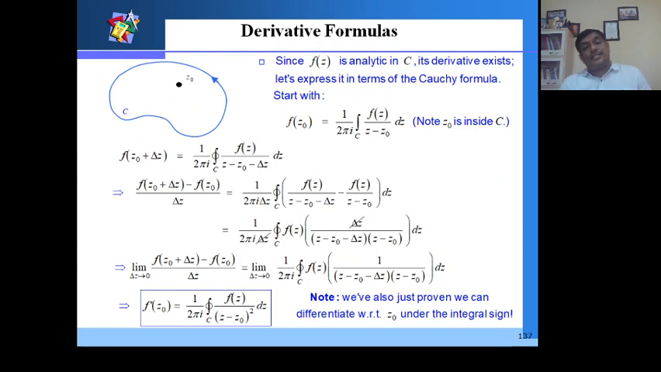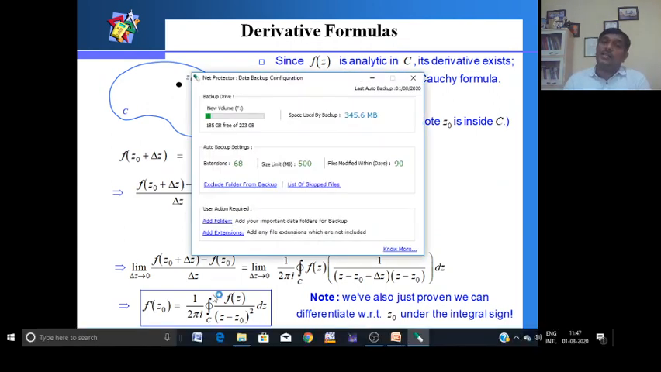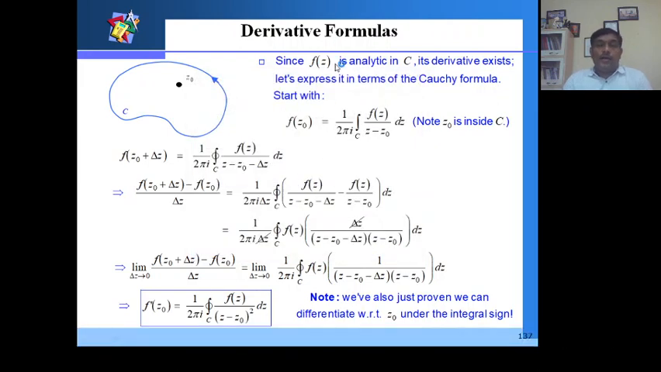Now we come to an extended version of Cauchy's formula, that is known as Cauchy's derivative formula. Here, since f of z is analytic inside the region, its derivative exists. Let us express it in terms of Cauchy's formula first. That is f of z naught is equal to 1 by 2 pi i integral of f of z divided by z minus z naught dz.